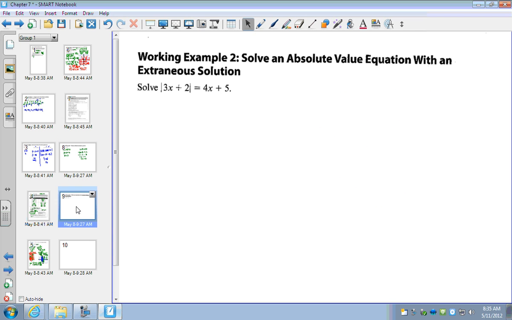Okay, I'll do one more example. Solve the absolute value of 3x plus 2 is equal to 4x plus 5. So we'll do it algebraically first. First we're going to pretend that this is positive: 3x plus 2 is greater than or equal to 0. So then we just take it as it is.